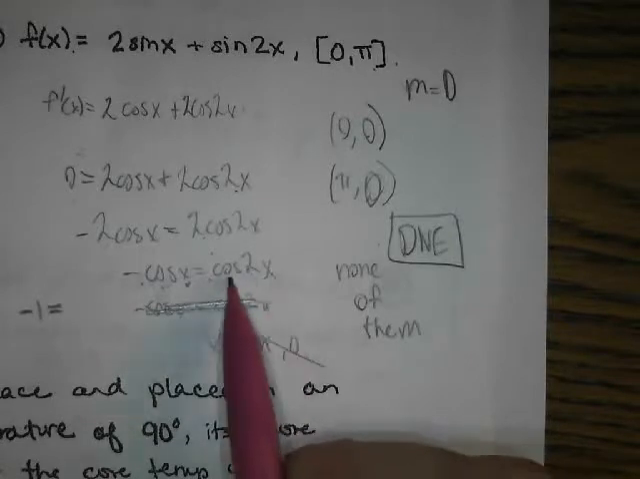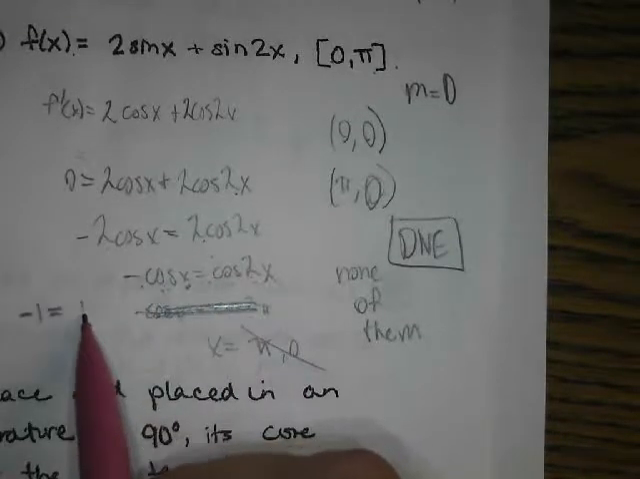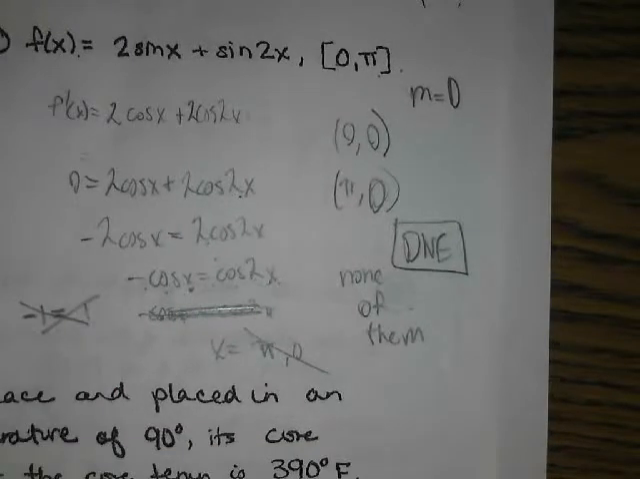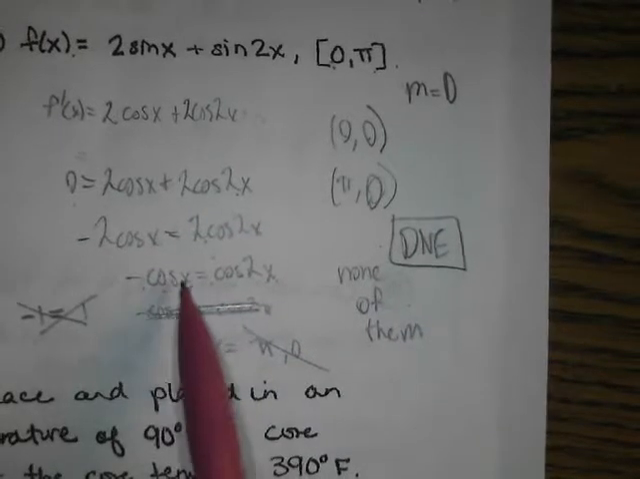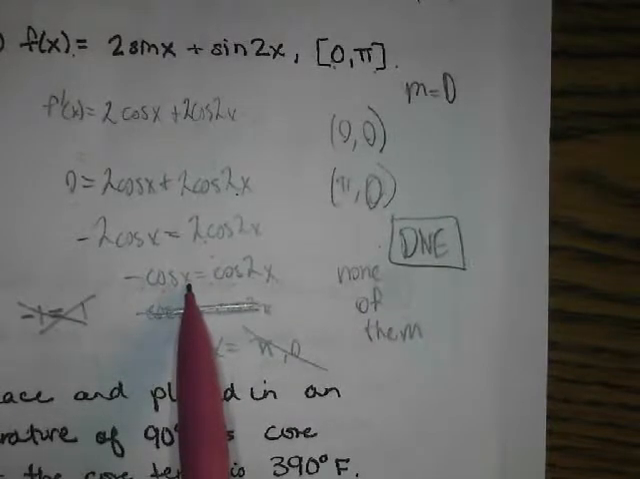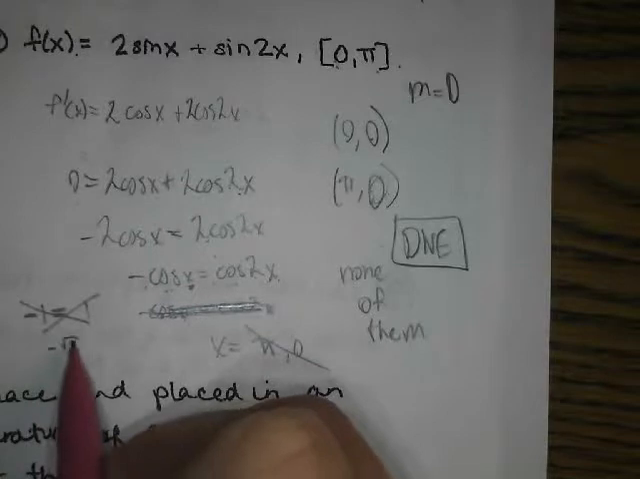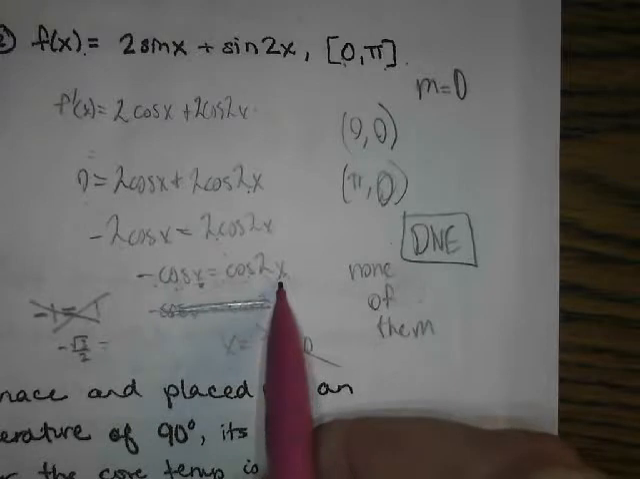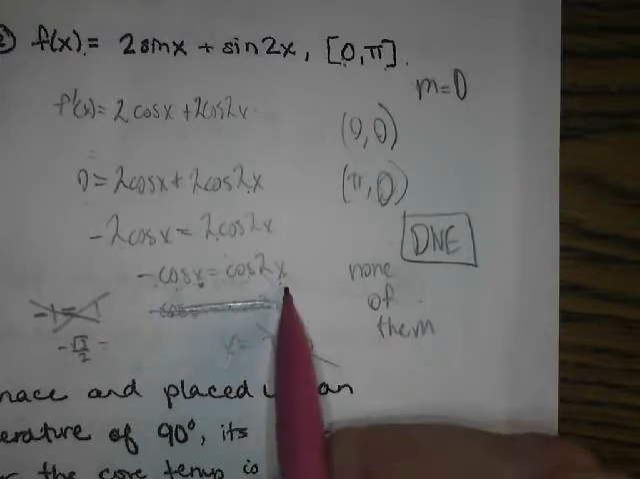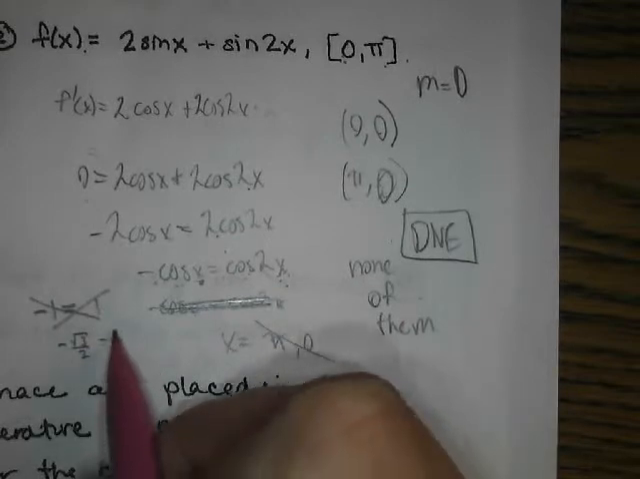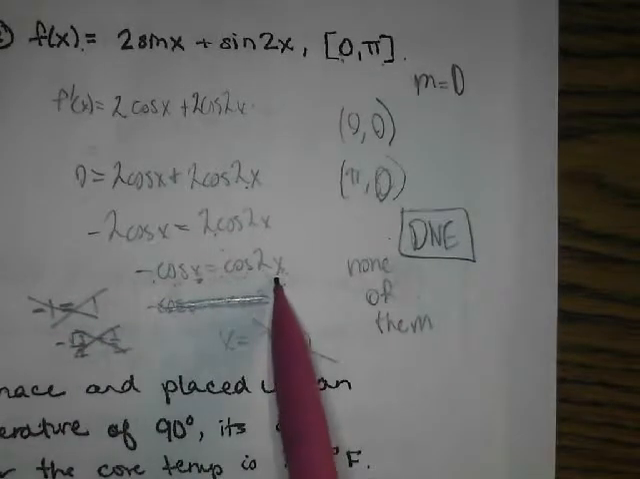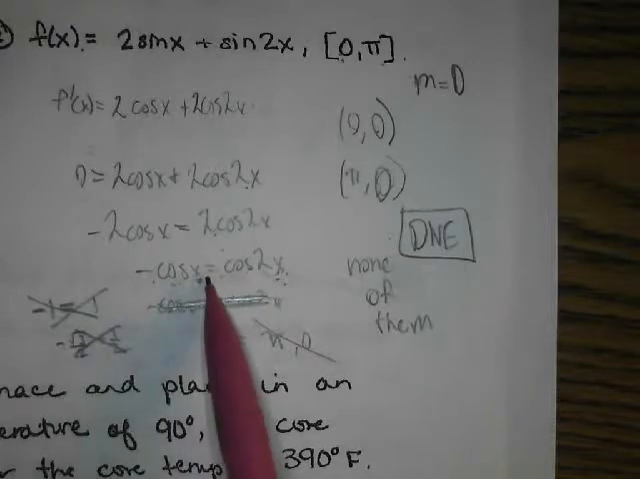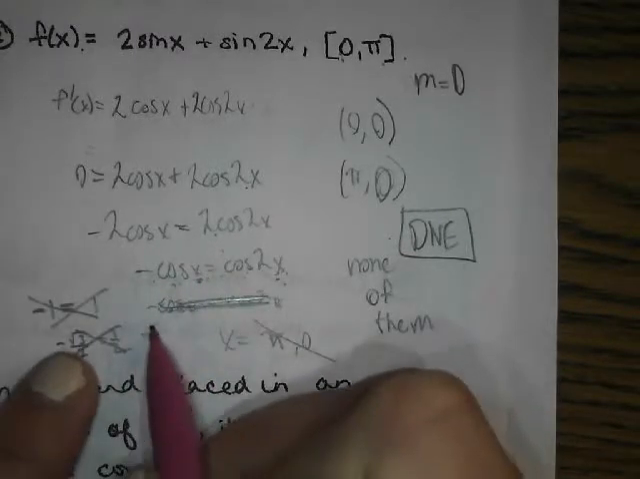Then pi over 6. What's the cosine of pi over 6? Root 3 over 2 with a negative out in front. And the cosine of 2 pi over 6. 2 pi over 6 reduces to pi over 3. What's the cosine of pi over 3? 1/2. That doesn't work. We would jump to pi over 4. What's the cosine of pi over 4? Negative root 2 over 2. Well, it's root 2 over 2, but this has a negative out in front. Equals, what's the cosine of 2 pi over 4? And 2 pi over 4 obviously reduces to pi over 2. 0. So that doesn't work.